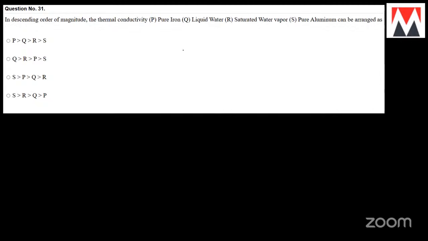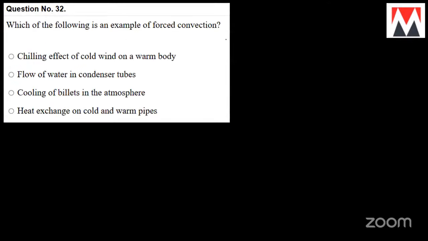So your conductivity will be higher for metals. Among these metals, aluminum has more conductivity than iron. Then next comes liquid water, then saturated water vapor. Whenever you take air or vapor, it will have very little conductivity. So your answer is SPQR. Please do this question.